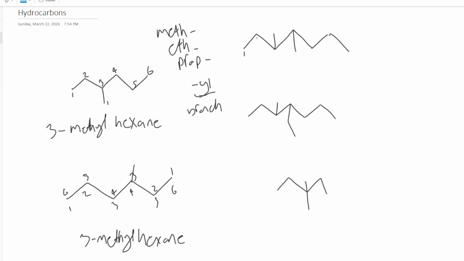So it's here 1, 2, 3, 4, 5, 6, 7. Okay, so this is the longest chain, so this would be the main chain. So this is what we would have at the end. A 7, this would be a heptane.